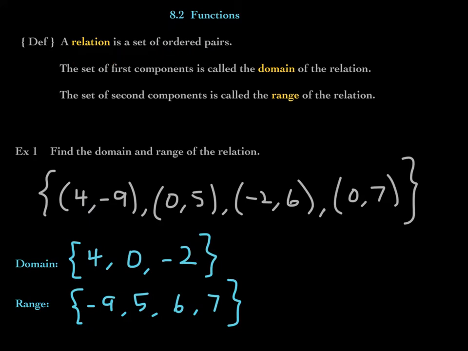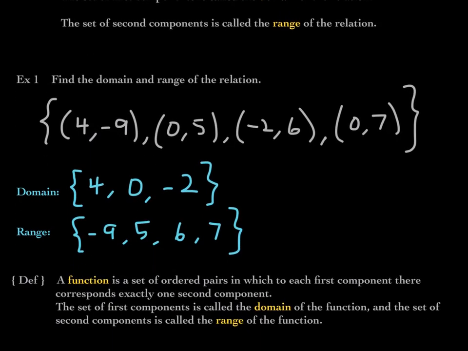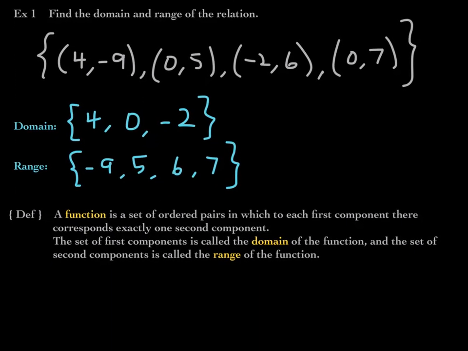So when I start out my definition for a function, I have a function is a set of ordered pairs. Basically, a function is a relation. But it's a special kind of relation. There's something special happening. And here is the special thing that's happening. A function is a set of ordered pairs, it's a relation, in which to each first component there corresponds exactly one second component. Stop right there. To each first component there corresponds exactly one second component.